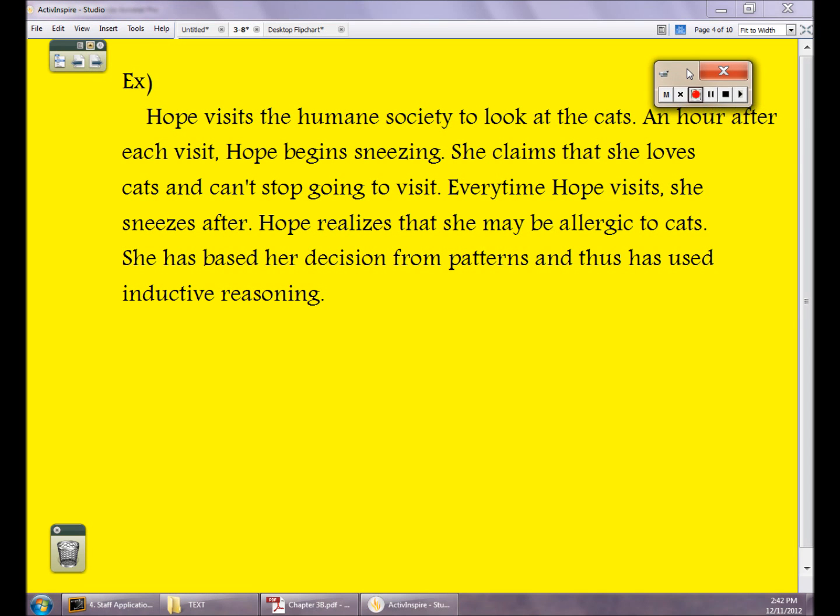Here's an example that I'll give you a moment to read on your own. This is an example of inductive reasoning. Hope is noticing the pattern that every time she goes to the Humane Society, she begins sneezing afterwards. She's making her conclusion that she may be allergic to cats based on the repetitive pattern of sneezing after she goes every single time.